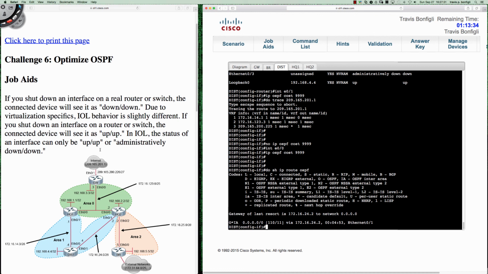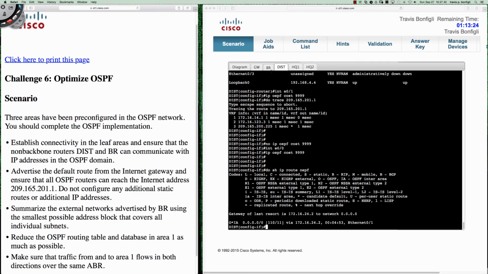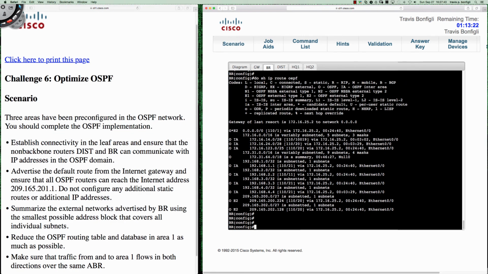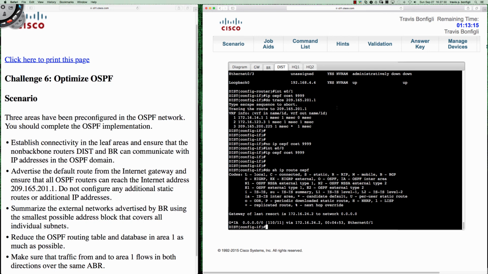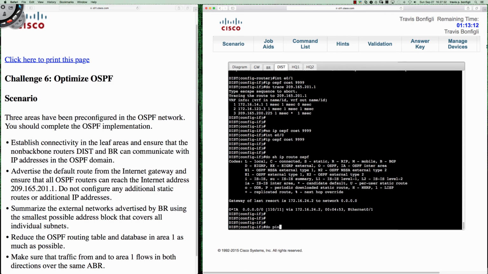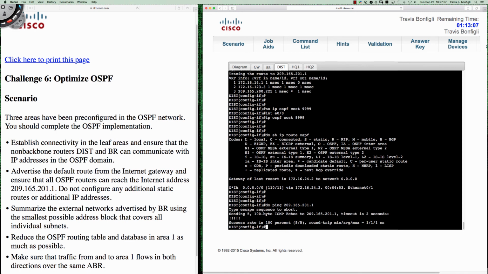Establish connectivity in the leaf areas to ensure that the non-backbone routers can communicate with IP addresses in the OSPF domain. So again, if I were to come to the branch, and let's make sure we ping the right address, 209.165.201.1. That's perfect. I've got connectivity. How about from distribution, where we are a totally stub? Do ping 209.165.201.1. And we've got connectivity, so we're good there. We've advertised the default route from the Internet Gateway. We've done that. We've summarized the external networks. And so that looks like that is it.